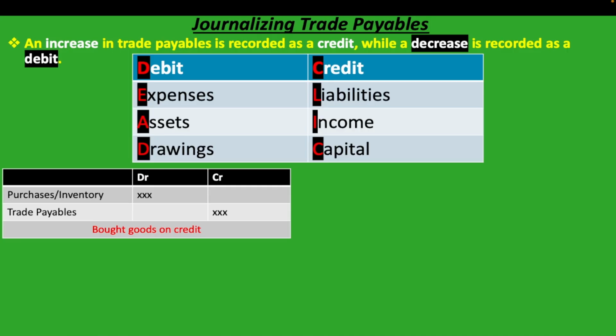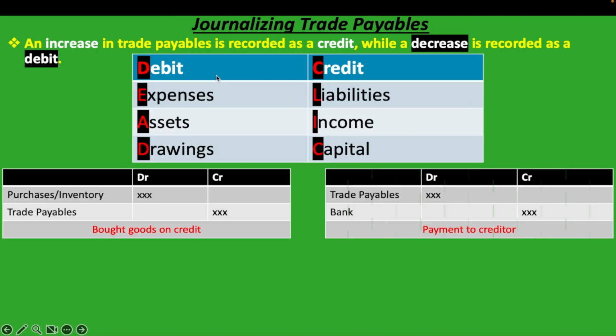What about in an instance where you're paying your creditor? Remember, when you pay your suppliers for goods that you bought from them on credit, that reduces your trade payables, as we've already explained. That means we're going to debit our trade payables. Remember, liabilities increase on the credit side and decrease on the debit side, as this sentence has already mentioned.